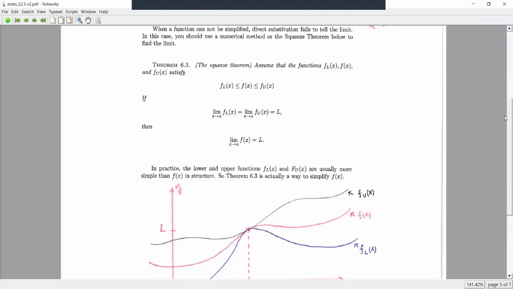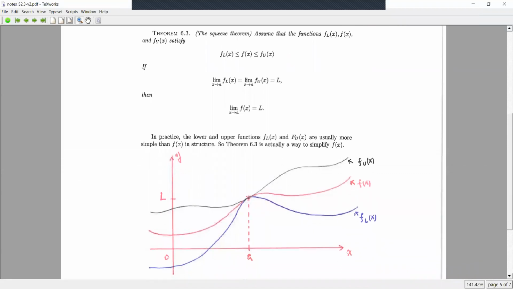Here is a diagram about the functions. The blue curve is the graph of the function FL. L means this function is a lower function. The black curve is the graph of the function FU. U means this function is an upper function. And the red curve is the graph of the function F. Because of these inequalities, the red curve lies between the black curve and the blue curve.